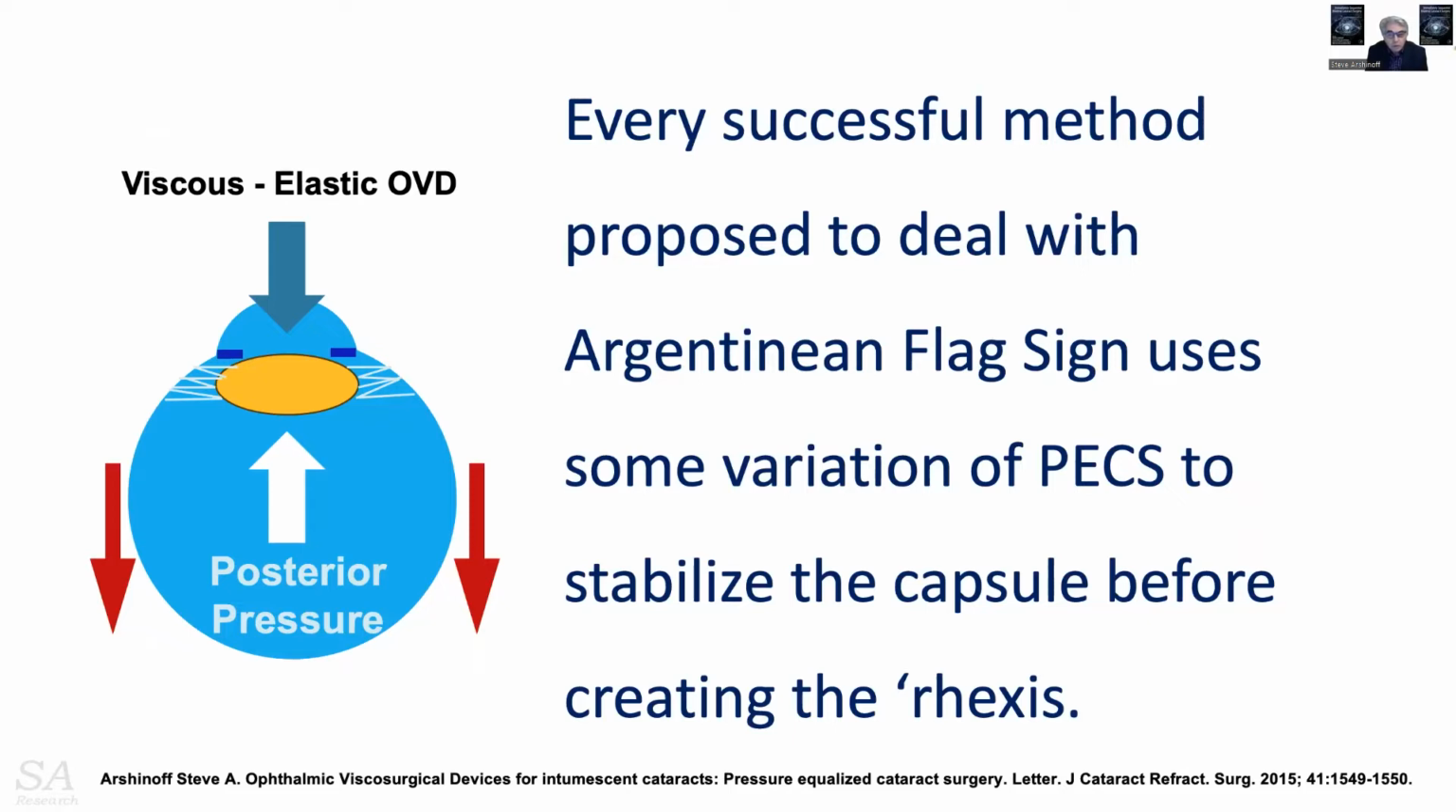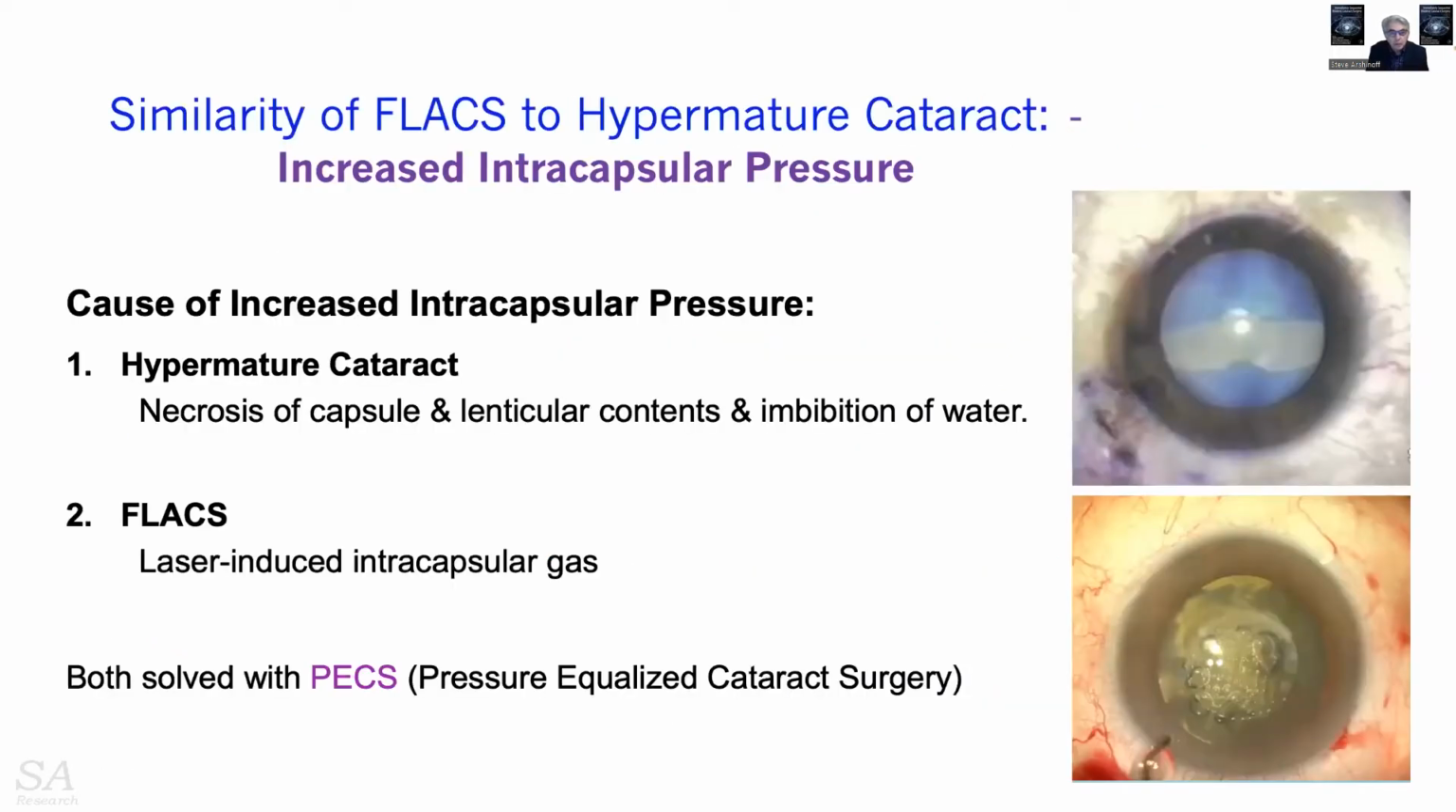Okay. Every successful method that has been proposed so far to deal with Argentinian flag sign uses some variation of pressure-equalized cataract surgery to stabilize the capsule before creating the rhexis. No matter which technique you see someone promote, if you watch it carefully, you'll see that somehow they're balancing the pressure. So remember, that's what you actually want to do. So what does that tell us for the problem we're dealing with? Well, the truth is that FLACS is quite similar to a hypermature cataract, but in FLACS, we really have increased intracapsular pressure, whereas in an Argentinian flag sign, we have pressure behind the lens pushing forward. So they're not quite the same, but they're similar.